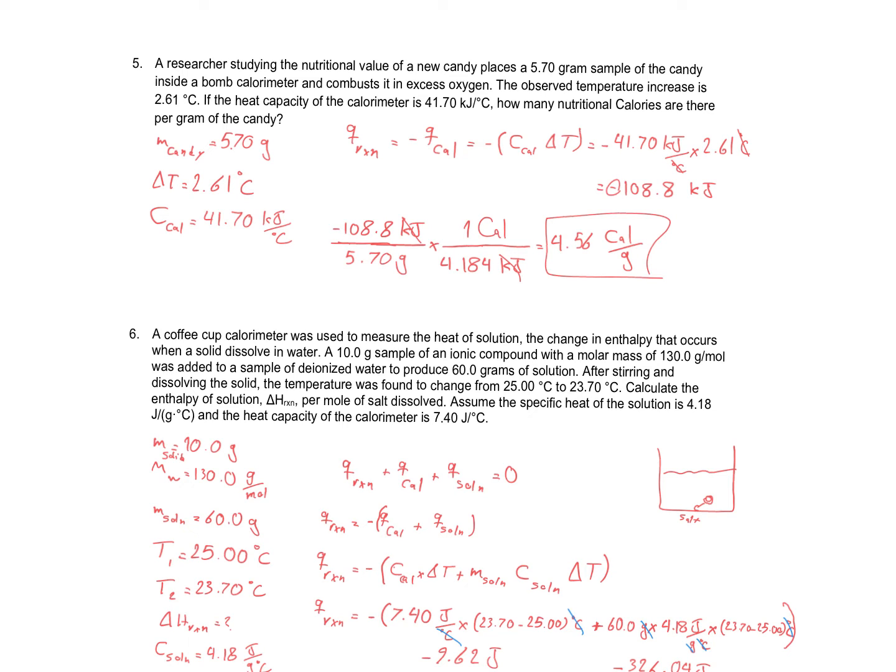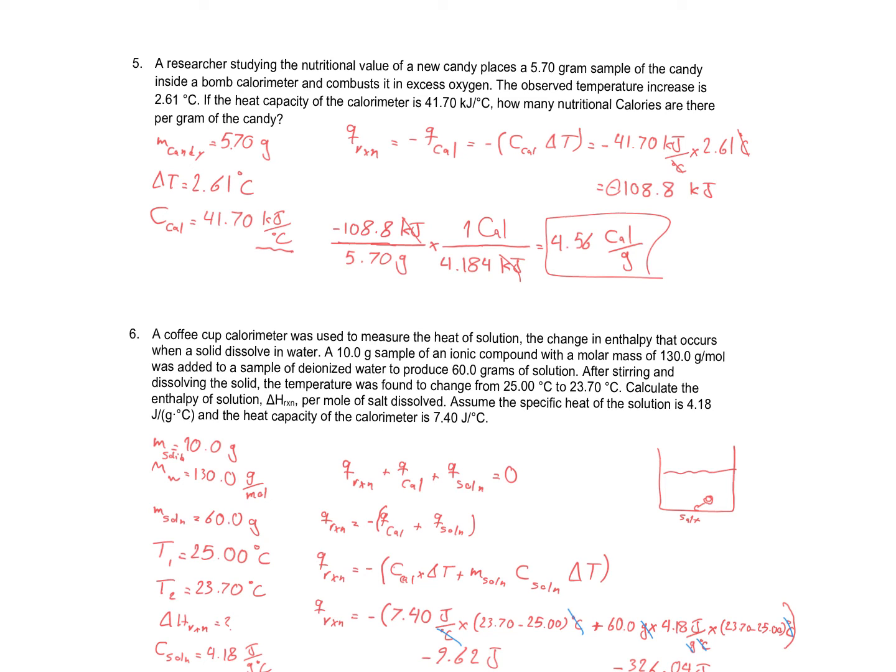So we see it's not specific heat. You can even see it with the units, right? If it was a specific heat, it would be kilojoule per gram per degree Celsius, right? And as I said, for calorimeter, we always have heat capacity. We never use specific heat for calorimeter. Okay, so how many nutritional calories are there per gram of candy?